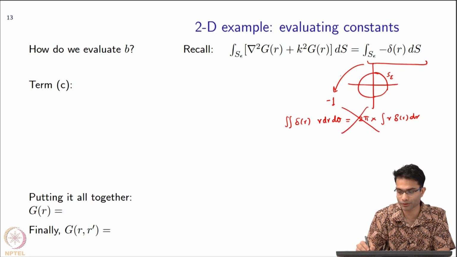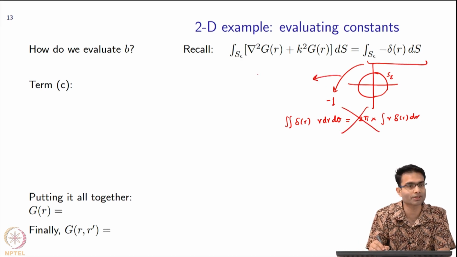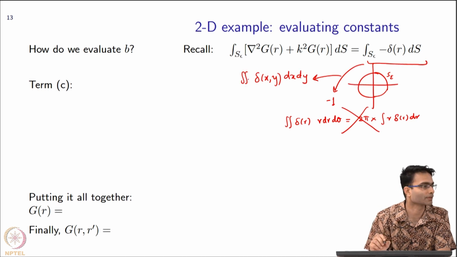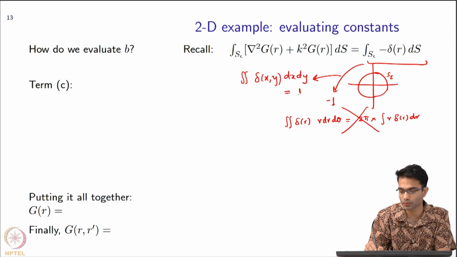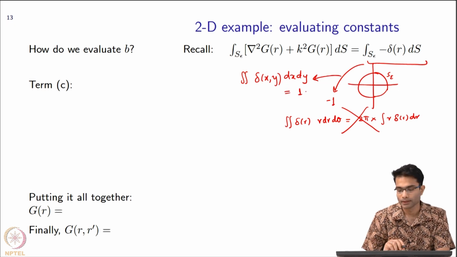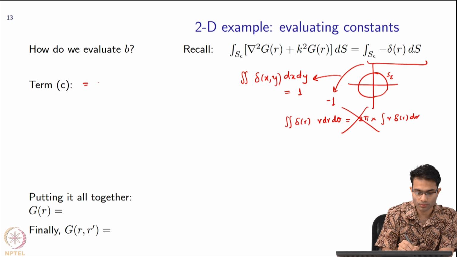So the correct way to do it would be just think of this as a 2-dimensional delta function, right. So that's delta of x minus x prime. In this case, x prime is 0, so it's just delta of x, y dx dy, right. It's a 2D delta function, so its integral is just going to be equal to 1. Okay. So that term c is equal to -1.